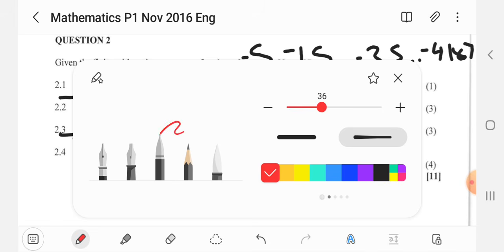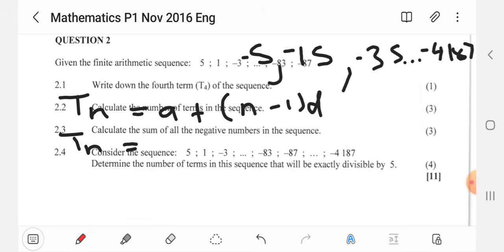No, we'll do it like this. The first one is 5 plus n minus 1 into negative 20. Negative 15 minus 5 is negative 20. Negative 35 minus negative 15 will give us negative 20. And then you will have negative 15 minus negative 5. So your difference will be negative 20.